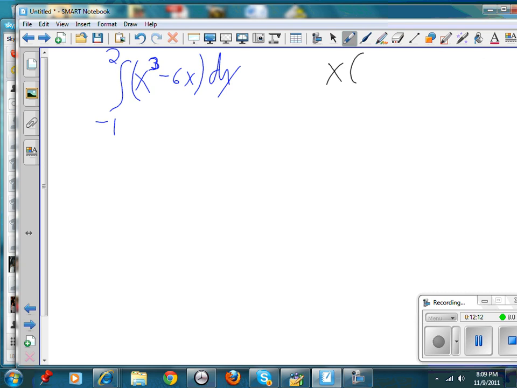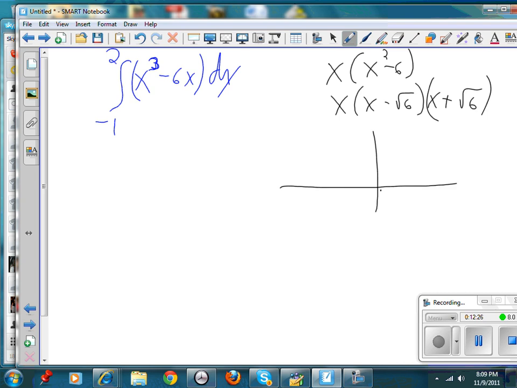It's always nice for me to look at a function. I'm going to pull out an x, and then I'm going to get an x squared minus 6. Looks like I'm going to get x times x minus square root of 6 times x plus square root of 6. Okay, that tells me a little bit how to draw it. I've got a 0 here. I got a 0 at the negative square root of 6. Got a 0 at the square root of 6. I know it goes up to infinity like that. So this thing is basically going to look like this, okay?